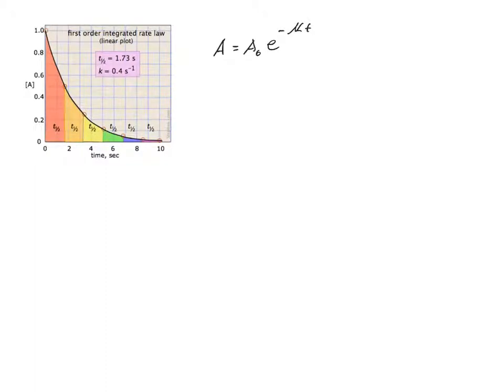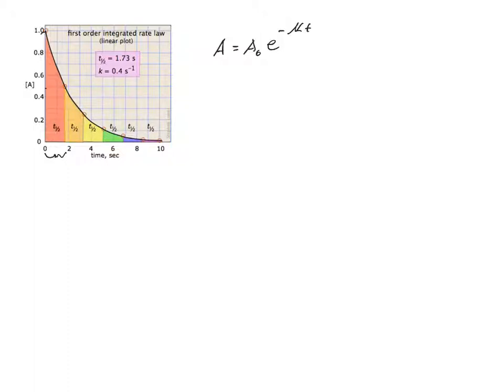Now what we notice from this graph is that the amount of time it takes to go from 1 molar to a half is the same as it takes to go from a half a molar to a quarter, or a quarter to an eighth, and that the amount of time it takes a half-life to reduce any concentration to 1/2 is independent of the concentration. And that is the half-life.